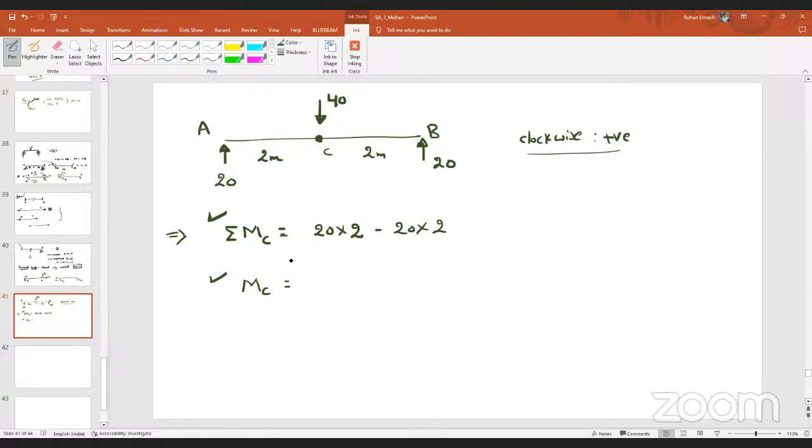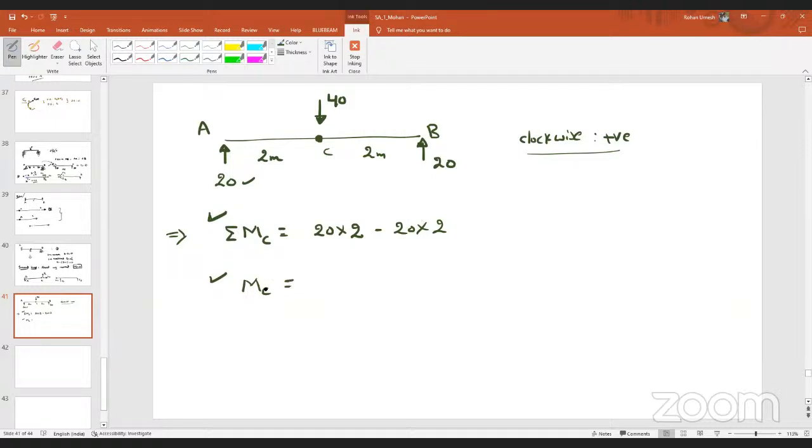That means if you are talking about a point at C, you have to consider all possible moments that are acting at point C in any direction. It doesn't matter whether you look into left or right, but you have to look into all directions. Because of this 20, at C moment will develop 20 into 2, that will be clockwise, so plus 20 into 2. Because of this other 20 also, moment will develop 20 into 2, and it is anti-clockwise, that's why minus 20 into 2.